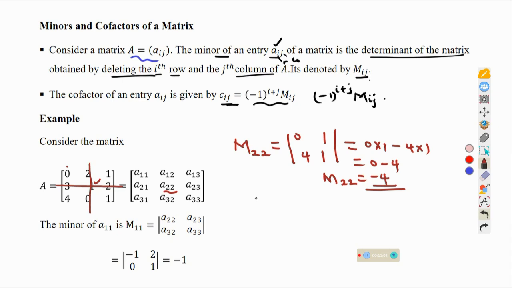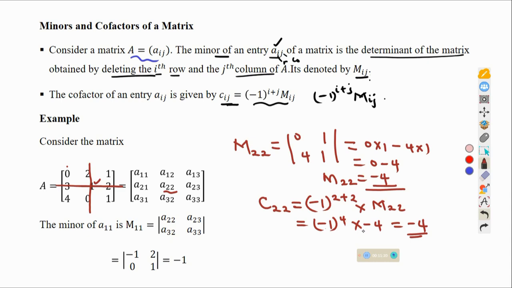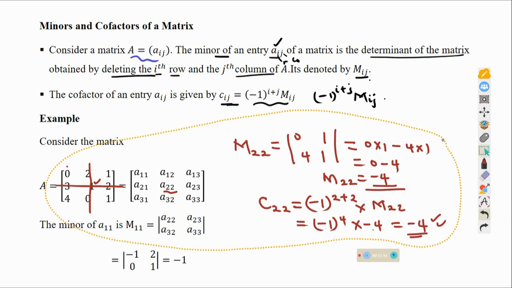But after getting the minor, get the cofactor of 2, 2. Cofactor 2, 2 will be negative 1 to the power of i plus j, 2 plus 2, times the minor of 2, 2. So we shall have negative 1 to the power of 4 times negative 4. Negative 1 to the power 4 remains positive 1, times negative 4, which will be negative 4. So we shall do the same for all the entries.